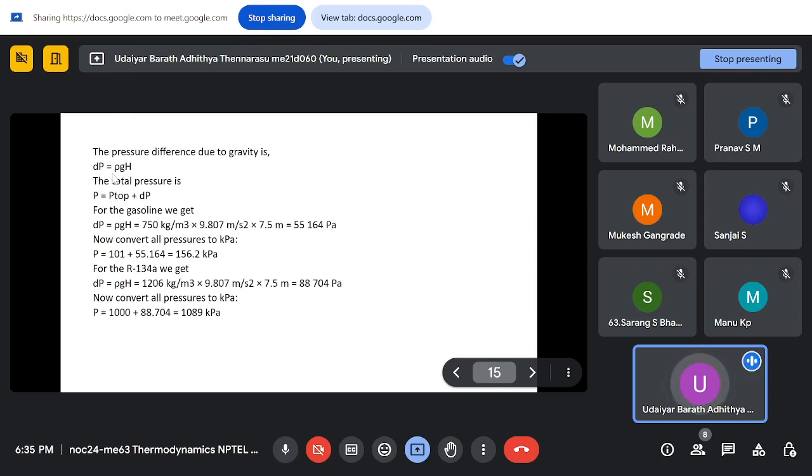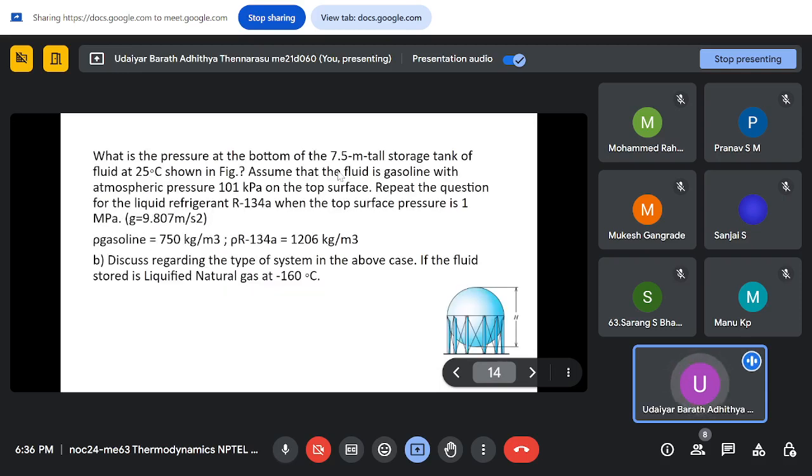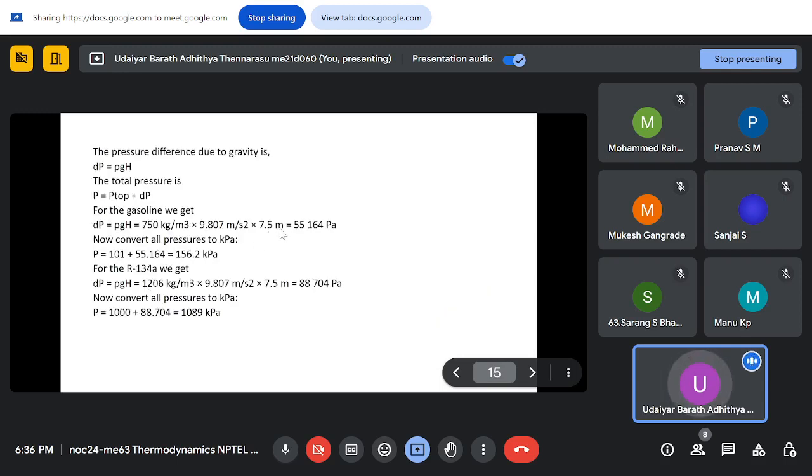So you know the density, you know the acceleration due to gravity g, and we also know the height of the tank. So the total pressure will be the pressure at the top plus the pressure occurring because of gravity. For gasoline, the pressure difference will be rho gh. Rho is 750 kg per meter cube, g is 9.807, and the height of the tank is given as 7.5 meter tall, so into 7.5.